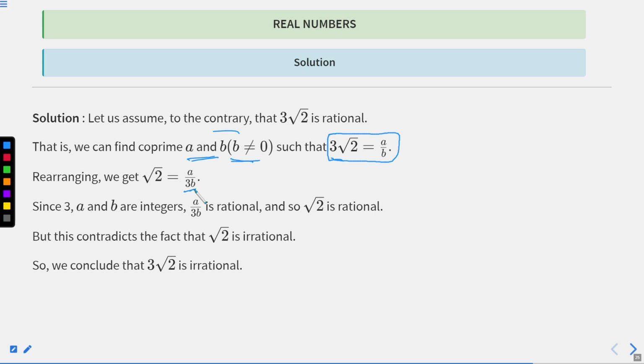So this fraction a over 3b is actually rational. So this equation follows that root 2 is also rational. But this contradicts the fact that root 2 is an irrational number, which we proved in our previous class using the contradiction method. So we conclude that root 3 times root 2 is an irrational number.